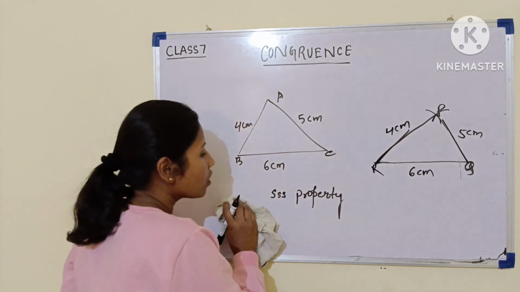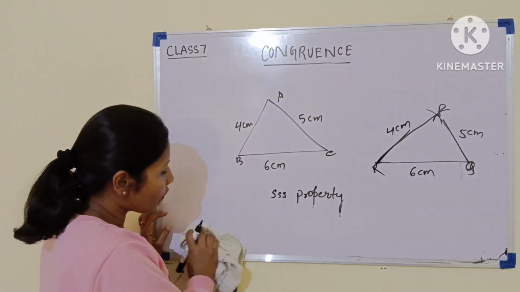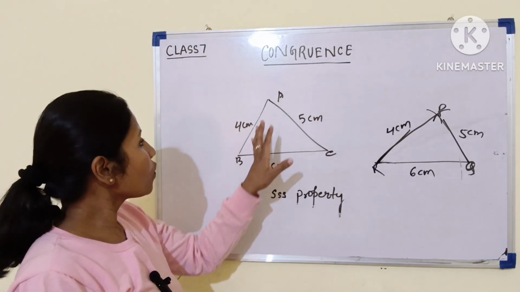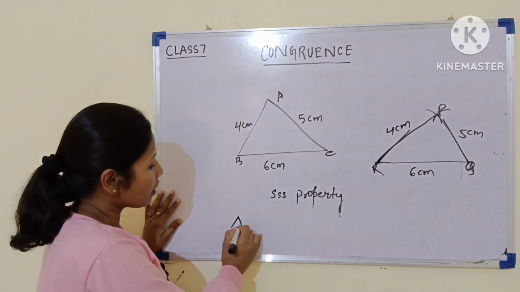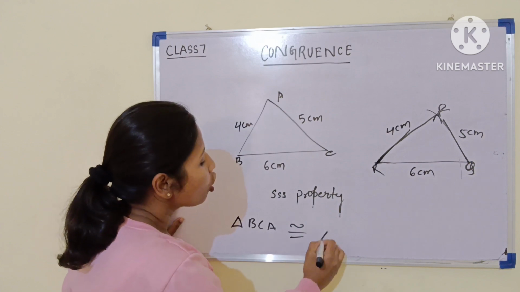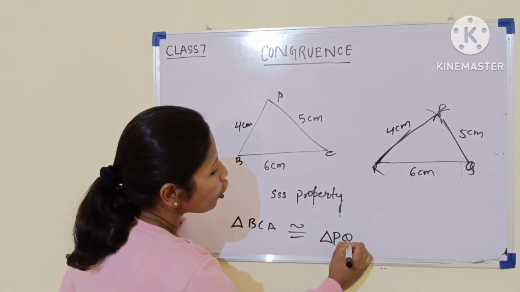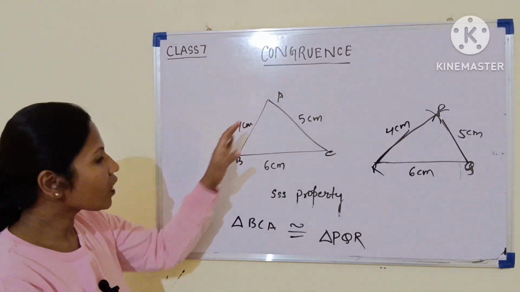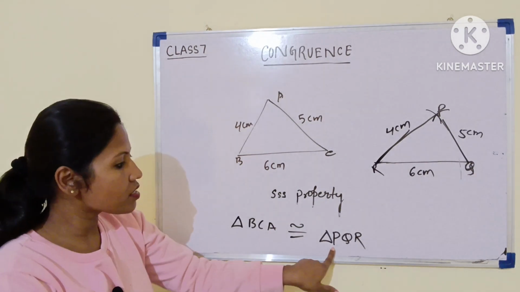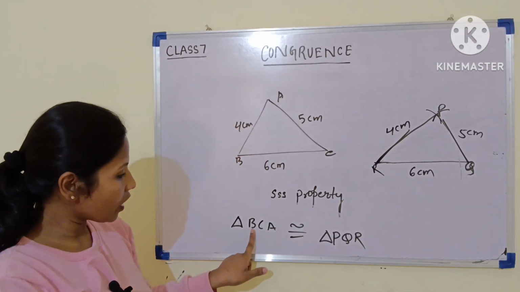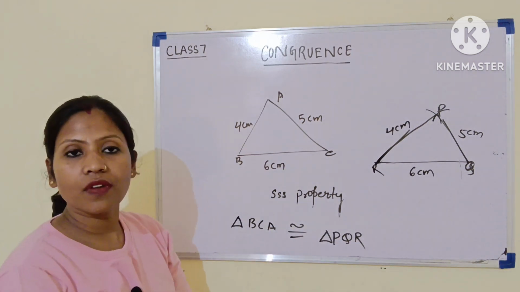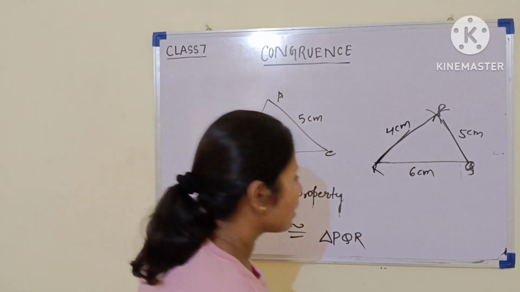Now, there is a very good thing to know: you cannot write directly like triangle BCA is congruent to triangle PQR. We cannot write this triangle and this triangle in any manner. This sequence is very important. What we are writing for BCA and what we are writing for PQR, this sequence is very important. How? I'll tell you.